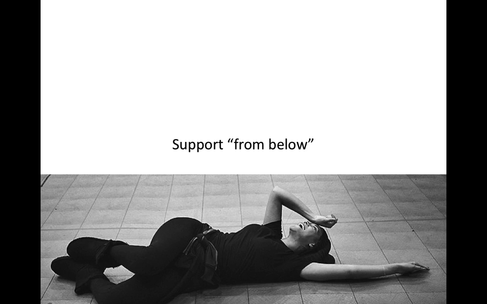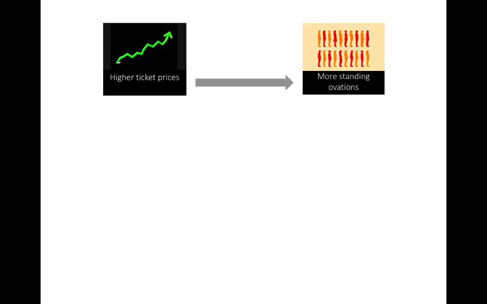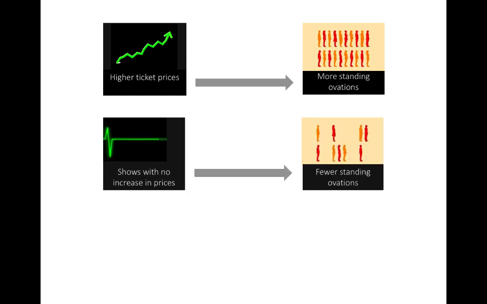Support from below is thinking about, okay, we go back to our original explanation. If that is true, what else would have to be true? Now we don't think about the alternative explanation, but what else would have to be true for our best possible explanation. So if that is the case, well, actually we should see fewer standing ovations for shows where the prices did not increase.